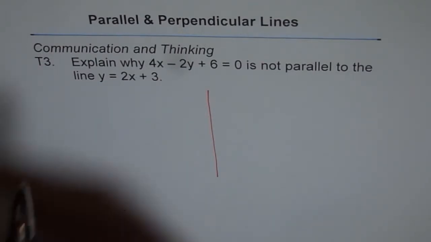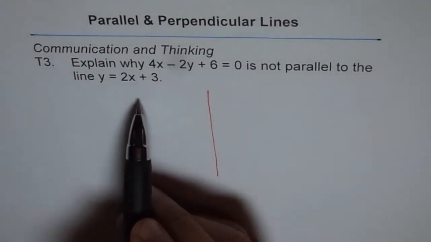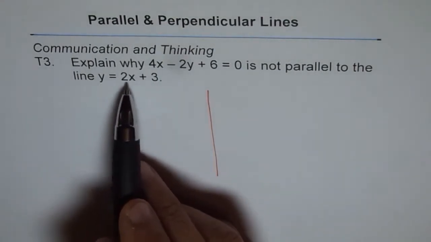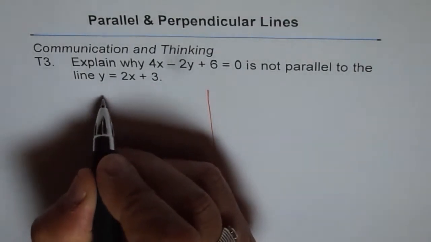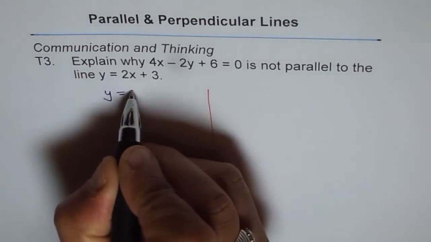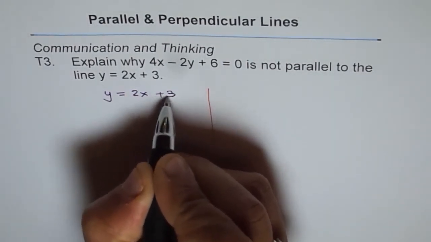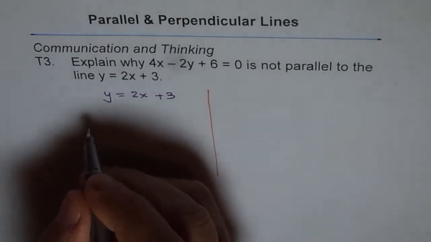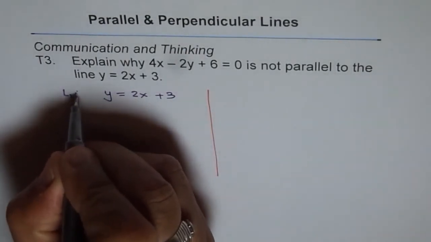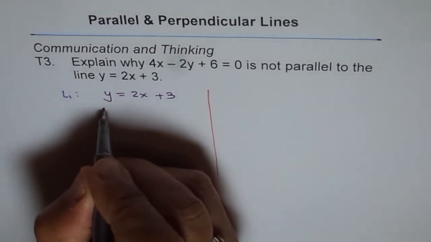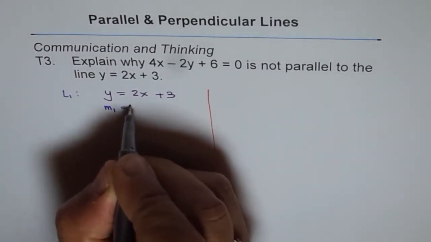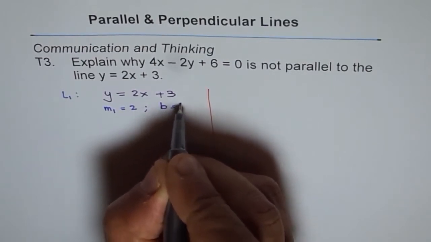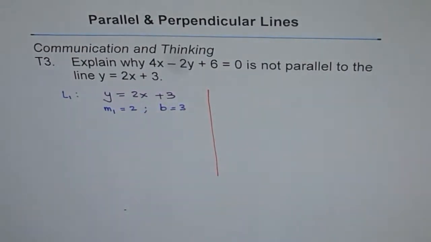So let's write down these equations in slope-intercept form. Well, y equals 2x plus 3 is already in slope-intercept form. So let's take this line first. y equals 2x plus 3. Now from this equation, we know the slope of this line. Let me call this line 1. Slope of line 1, let's say m1, is equal to 2 and y-intercept b is equal to 3. Correct? Now let's do for line 2.